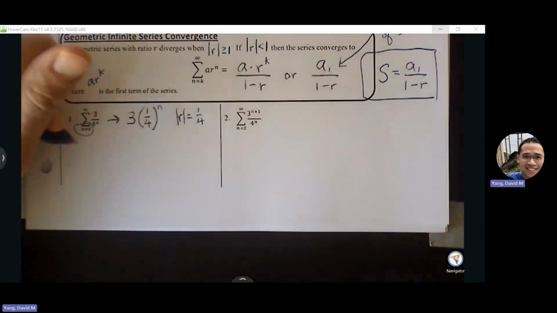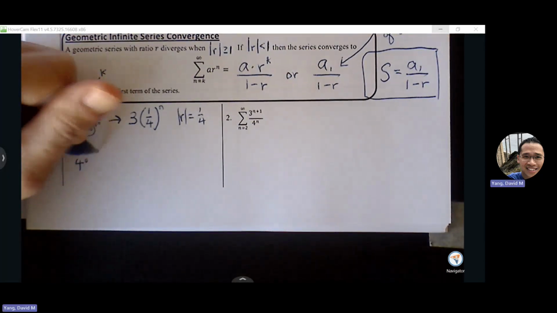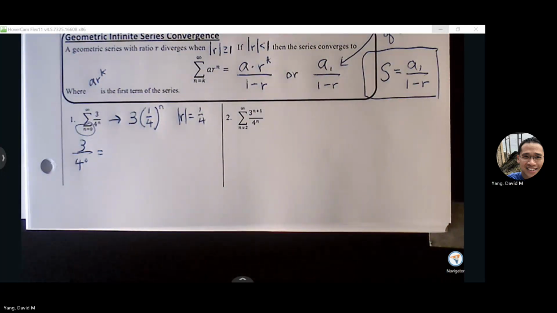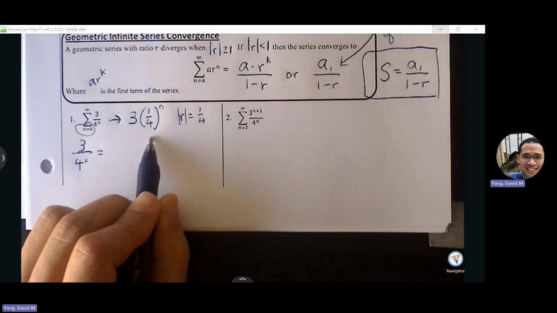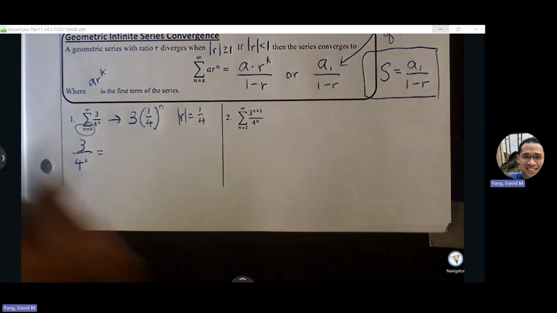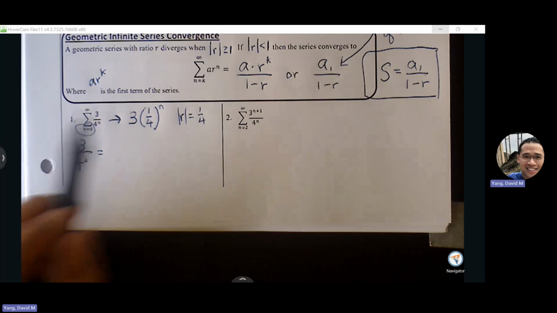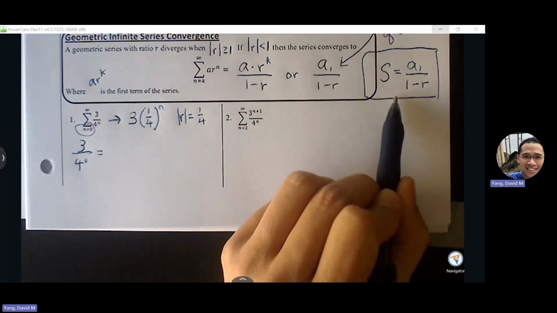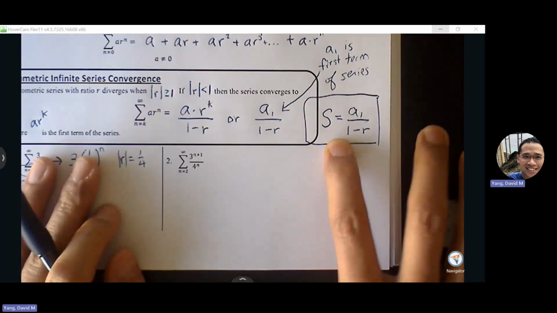If I plug 0 in, 3 over 4 to the 0 is equal to what? 3. If r is greater than 1, then we just stop and say the series diverges. There's nothing more to do. But if it converges, then we can actually get this down to a number using this formula. This sum formula is for converging series only.